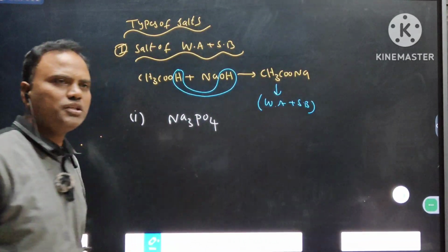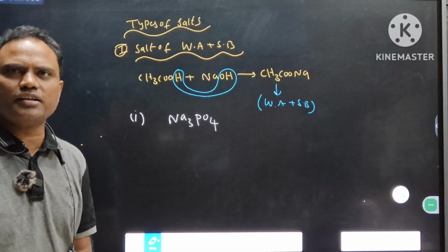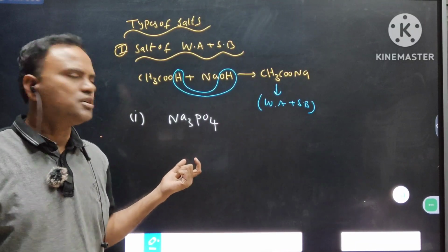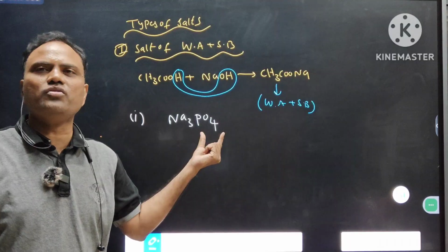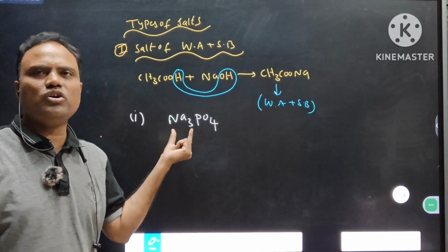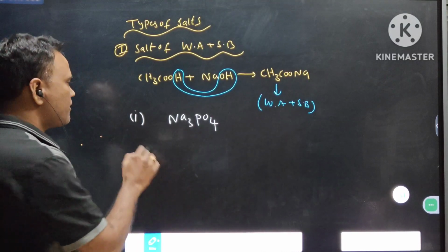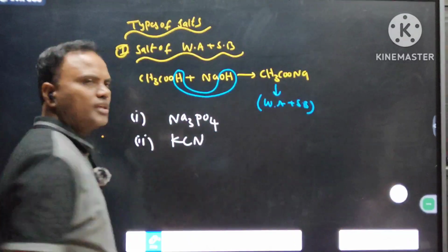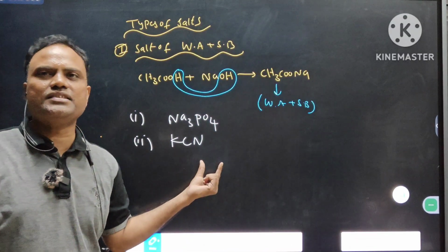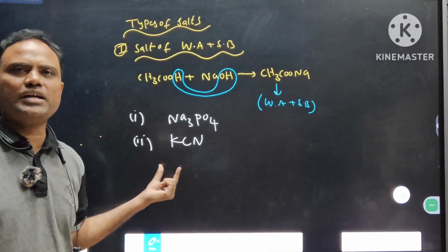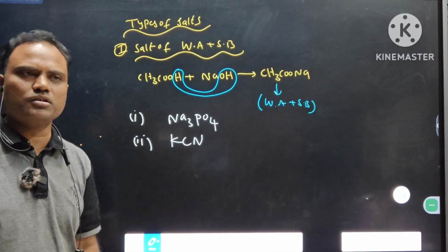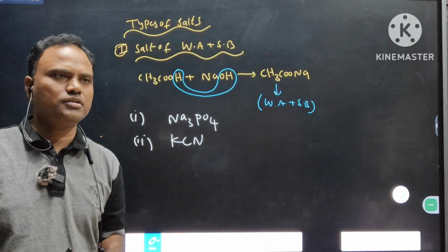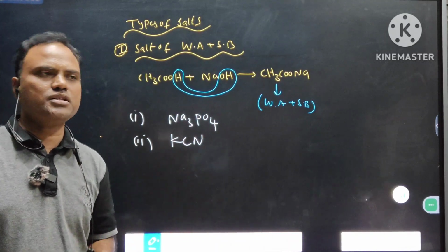Na3PO4. Can I take this or not? Tell me, Na3PO4 is the type of which salt? Salt of weak acid. H3PO4 is the weak acid. NaOH is the strong base. Right. Another example. Can I take KCN? HCN is the weak acid. Potassium hydroxide is the strong base. You can frame from the already given examples list. You can take weak acid and strong base.